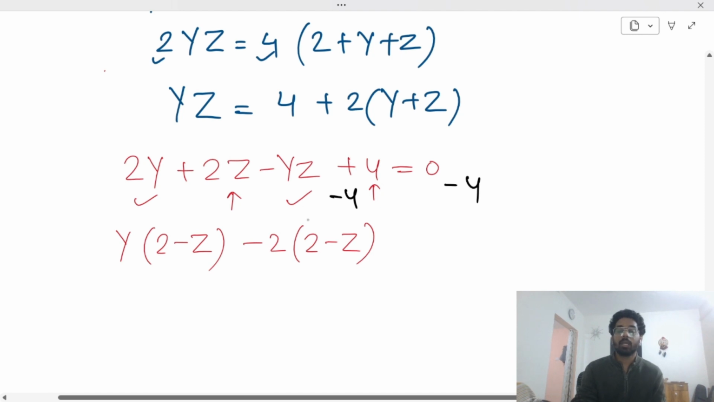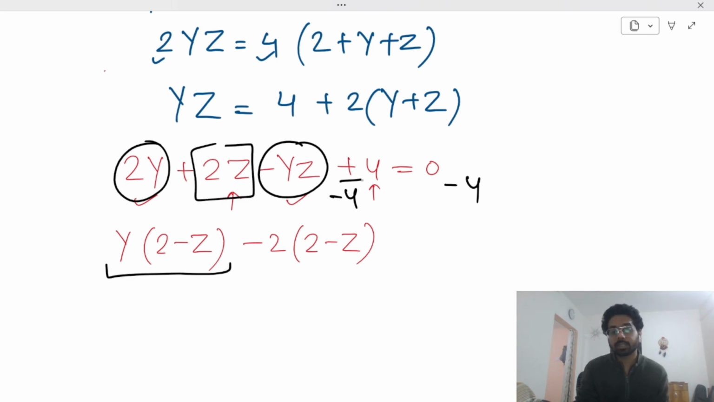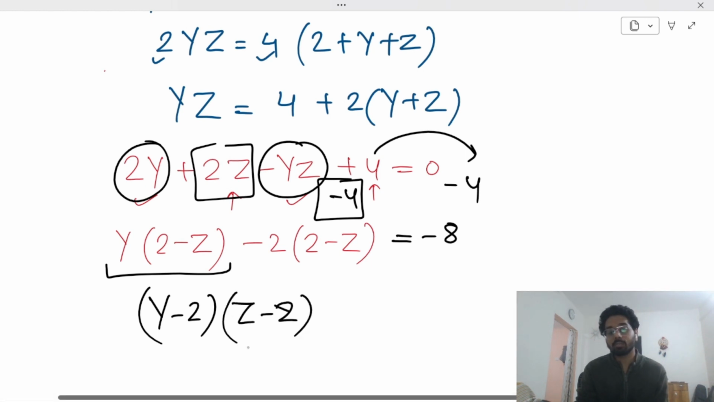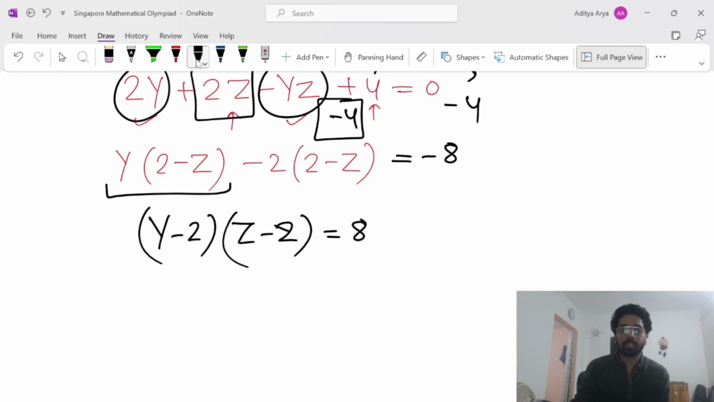Alright, guys. So we can see that these two terms got converted to this. These two terms get converted to this one. 4 will go on the other side and we will have this equal to minus 8. Solve this one, you will have y minus 2 times 2 minus z, which I can write as minus times z minus 2. Minus and minus 8 becomes 8. Alright, so y minus 2 into z minus 2 is 8. Now think of the numbers.